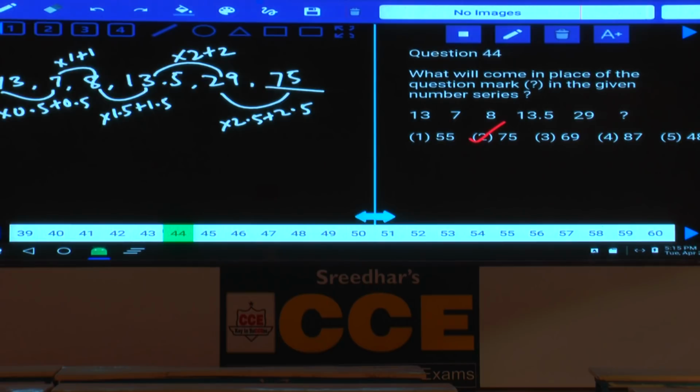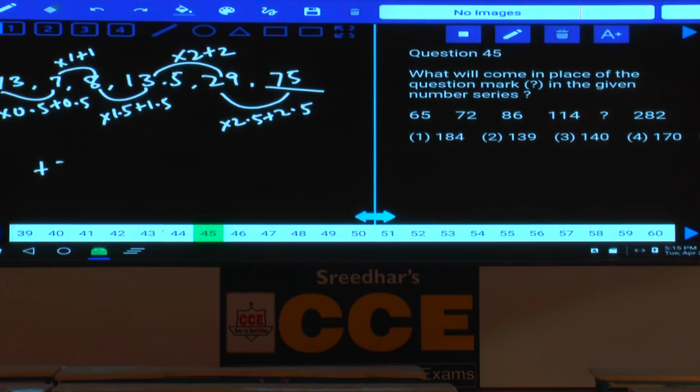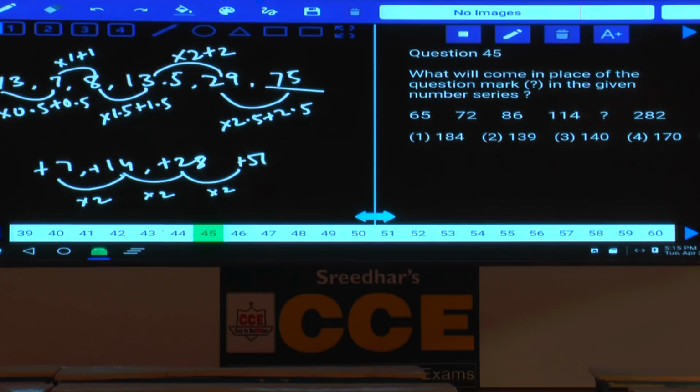Then 45. Now in this question number 45, 65 and 72. Yes, 65, 72, 86 and so on. Yes, tell me what is the difference between these? Now 65 and 72, the difference between these two numbers is 7. 72 and 86, 14, isn't it? Next difference, 86 and 114, 28. What are these numbers? 7 into 2, 14, 14 into 2, 28. Now 28 into 2, how much is that? 56. Now 56 should be added. If you add 56 to 114, that will be 170, choice 4 is the answer.